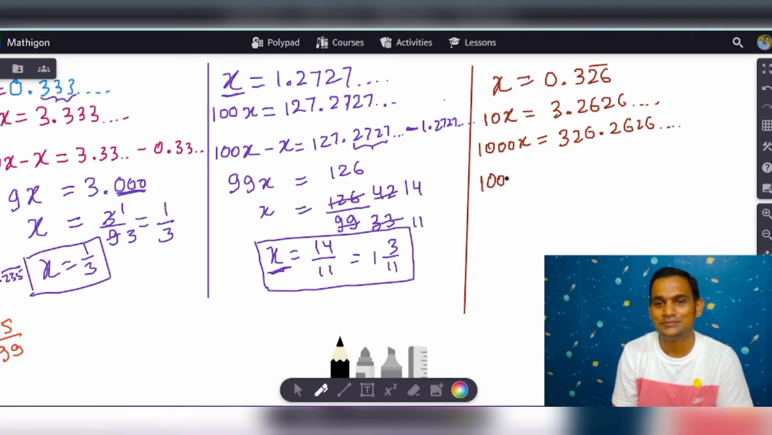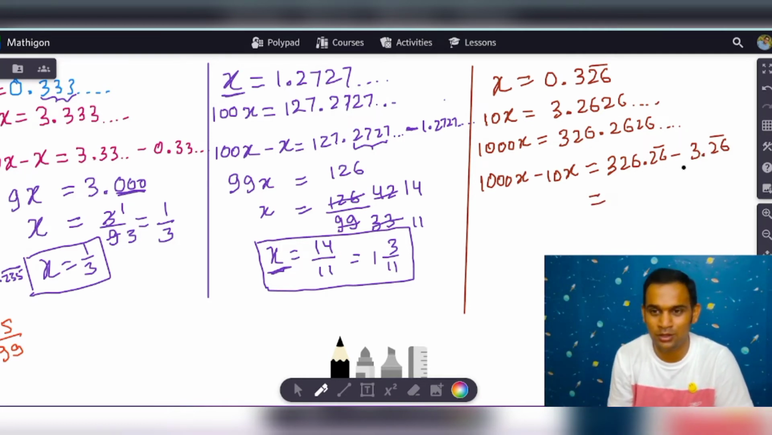1000x minus 10x equals 326.2626... I'll write 26 bar to make it easy. Minus 3.26 bar. So the 26 bar and 26 bar make it 0. So we are not bothered about that right now.